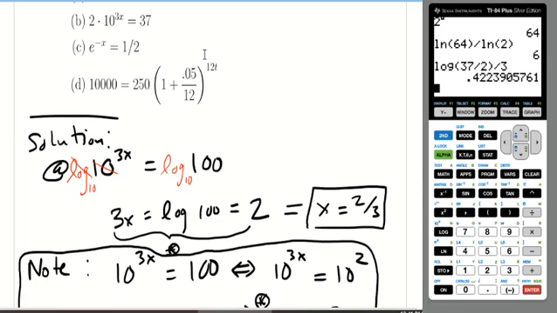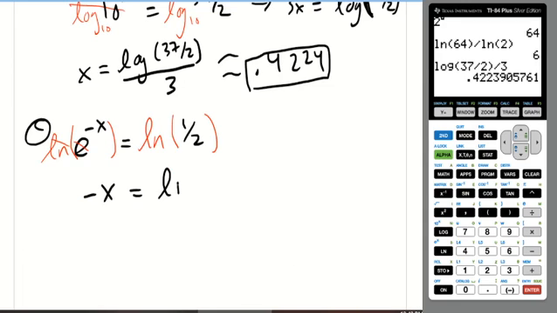so we already have the exponential by itself, so I'm going to take log base e of both sides, but log base e is the natural log, and that has notation ln. So the ln and the e are next to each other, so they cancel out one another, and you're just left with negative x equals ln of 1/2, which means that x is equal to negative ln of 1/2.